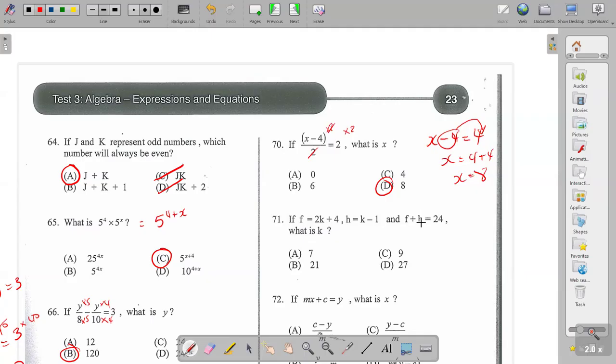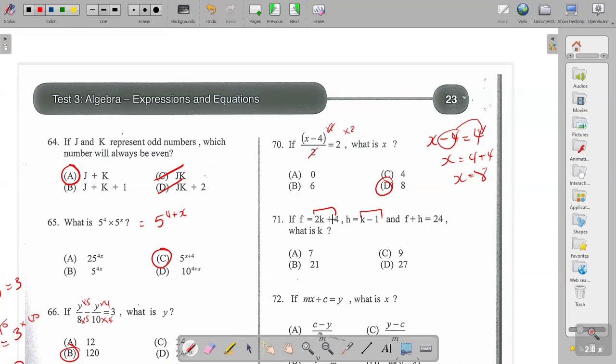So let's substitute into this. So f is 2k plus 4, because that's what you have to know how to do. You want something with only k in it. So f is equal to things that only have k, and h is equal to things with only k. If they tell you that it is equal to a number, this is your starting point. You substitute into this, because once you substitute into that, you're going to only end up with k values and constants, because you don't want an f, you don't want an h.